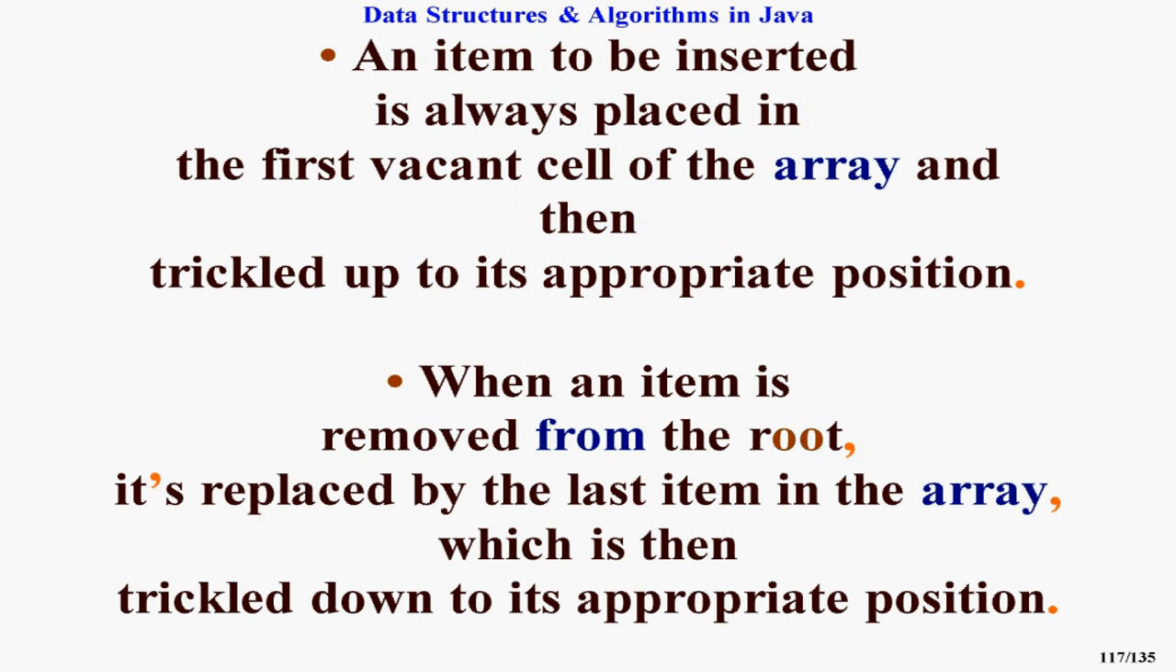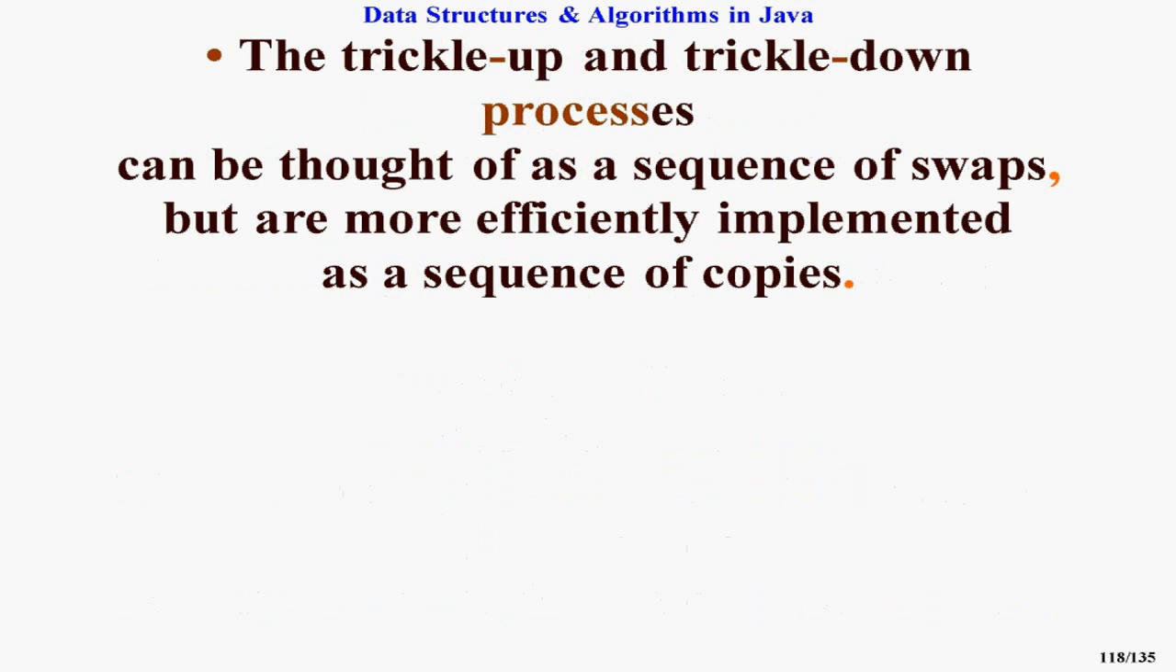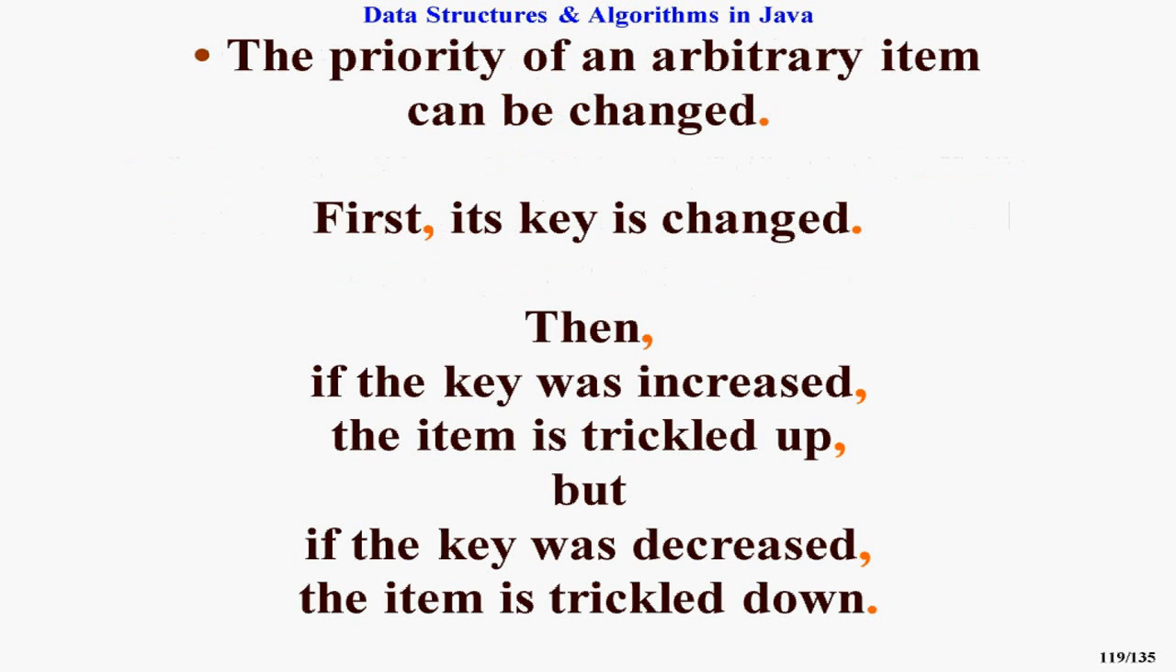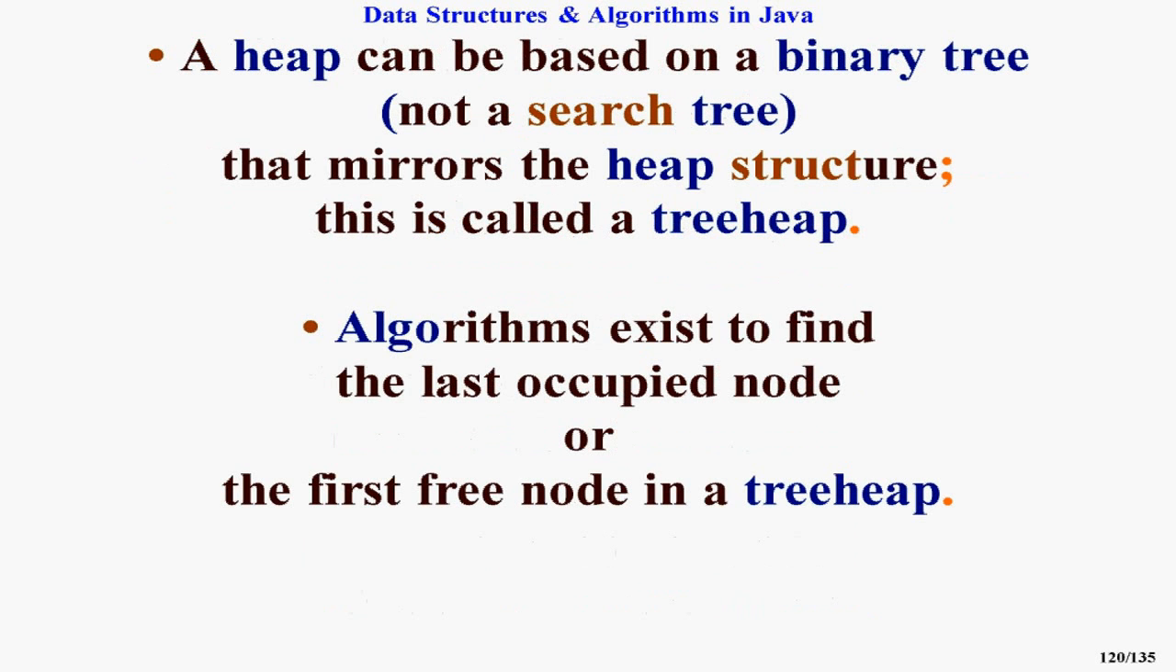The trickle-up and trickle-down processes can be thought of as a sequence of swaps, but are more efficiently implemented as a sequence of copies. The priority of an arbitrary item can be changed. First, its key is changed. Then, if the key was increased, the item is trickled up, but if the key was decreased, the item is trickled down. A heap can be based on a binary tree, not a search tree, that mirrors the heap structure. This is called the tree heap. Algorithms exist to find the last occupied node or the first free node in a tree heap.